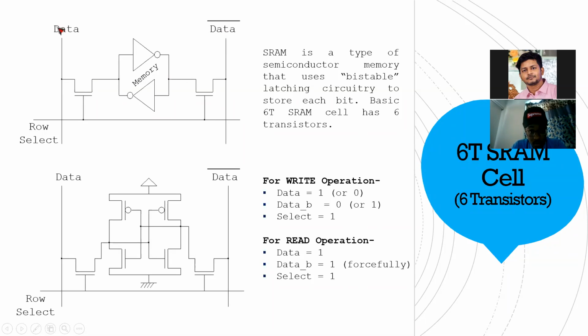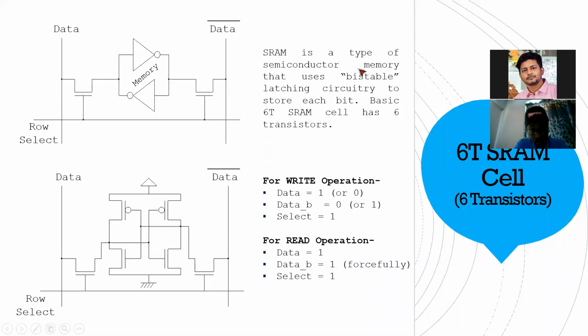Think about this one. If it is 1 here and 0 there, and you give 1 on the row select, this 1 will go inside and this 0 will go inside. See the loop. This 1 will become 0, this 0 will become 1. So there will be a loop. In this loop, the data will bounce back and hover around here. It will remain here as long as you are keeping the power. That's why it is called RAM.